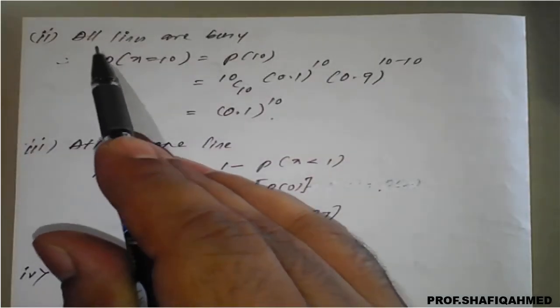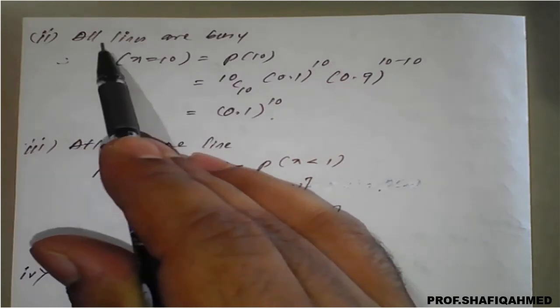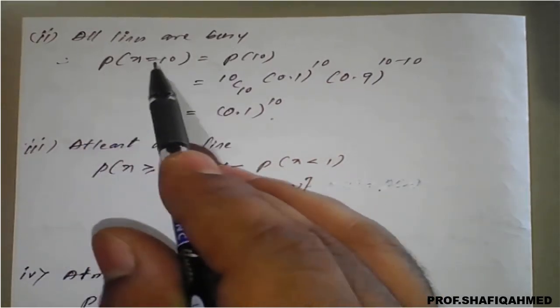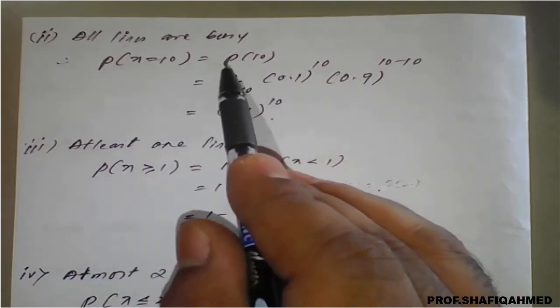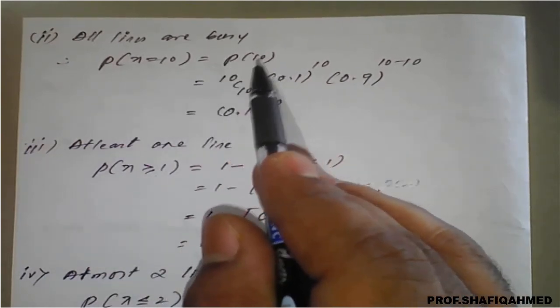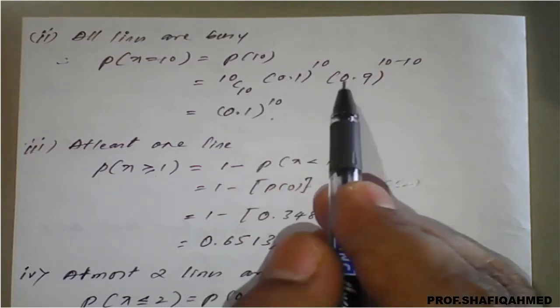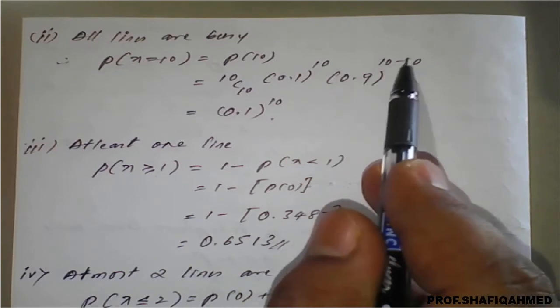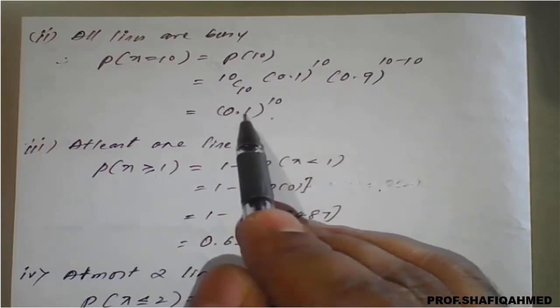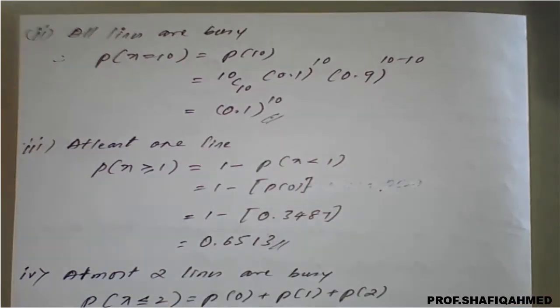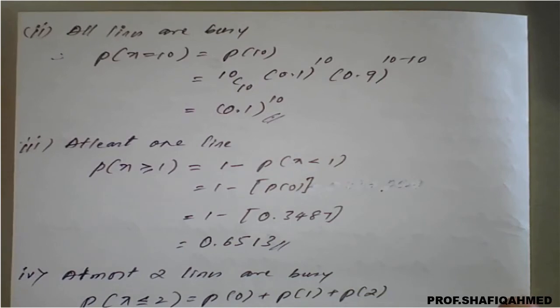Next, the second one is all lines are busy. How many lines do we have? We have 10 lines. So all 10 lines are busy means P(x = 10). Therefore we need to find the value of P(10), so the value of x will be 10. It becomes 10C10, 0.1 raised to 10 into 0.9 raised to 10 minus 10. If you simplify this, you will get 0.1 raised to 10. So you just keep the answer as it is, or 1 into 10 raised to minus 10.